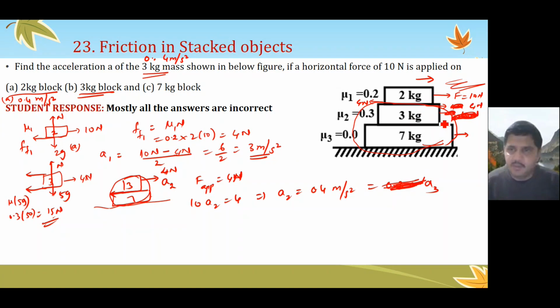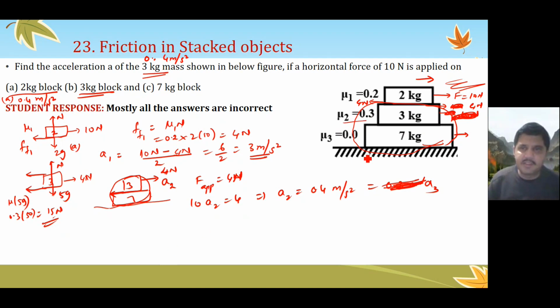Now this 4 Newton acts on both the 3 kg and the 7 kg object. Now you should ask, since 4 Newton is given here, what will this 3 kg and 7 kg do? Will the 3 kg get separated from the 7 kg? It depends on how the 7 kg is holding it. How does it hold? By friction, right? So friction coefficient mu2 equal to 0.3 is given.